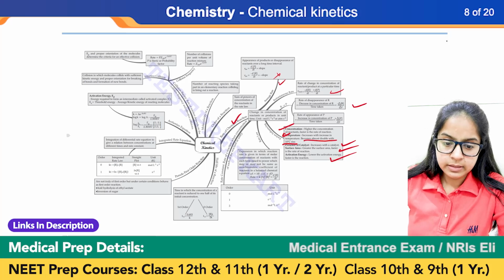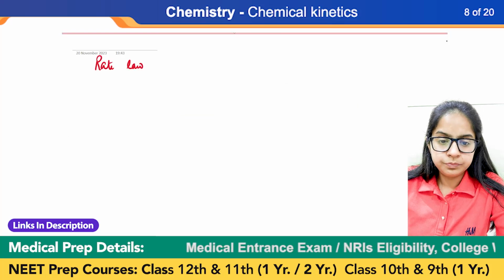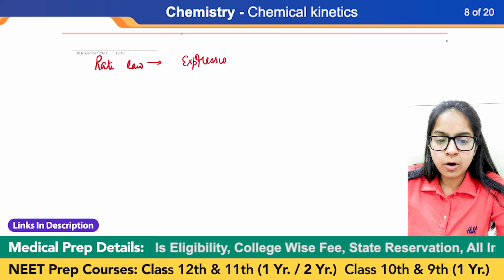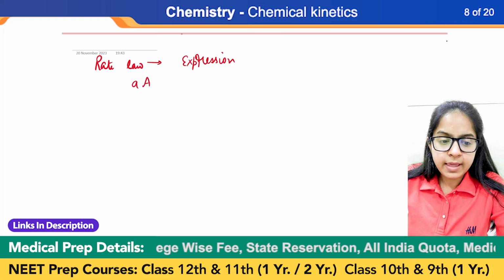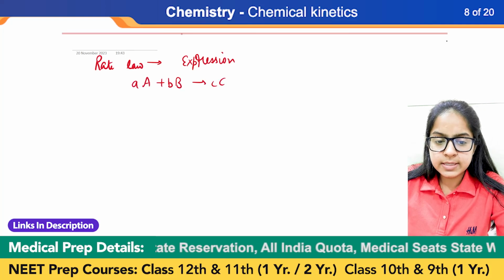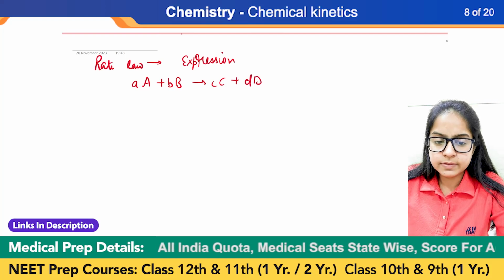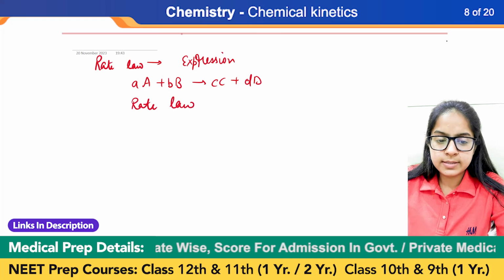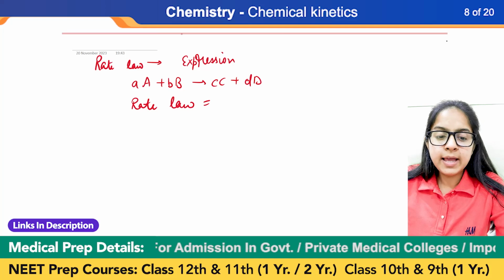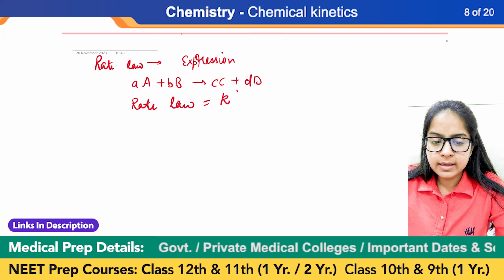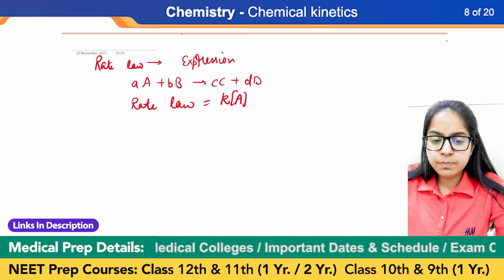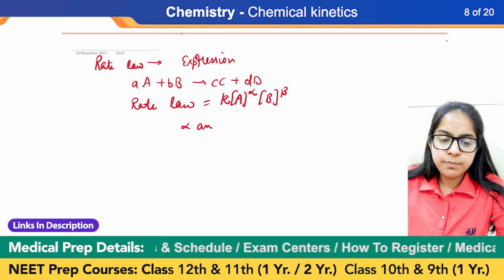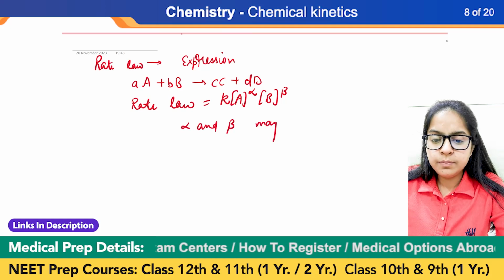Next one is rate law. Now what is rate law? Rate law is an expression that I am going to show you how to write. Suppose I have aA plus bB giving cC plus dD. I want to write the rate law for this reaction. I can write the rate law as k, A to the power of some coefficient alpha, B to the power of some coefficient beta. Alpha and beta may or may not be equal.